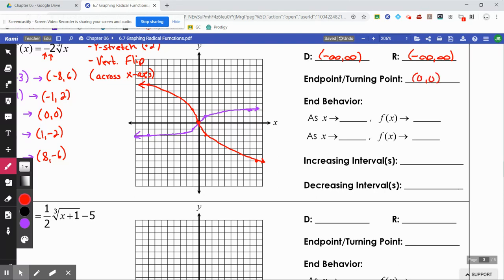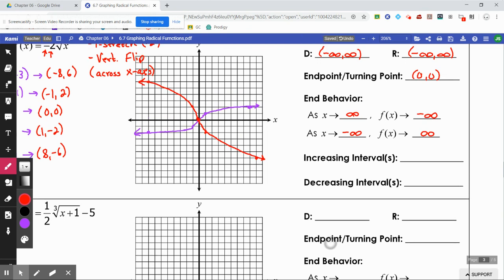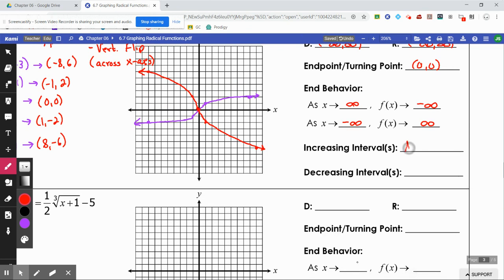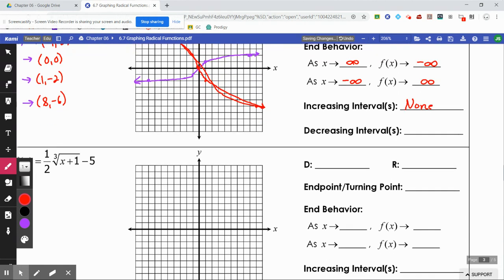As we go to the right on our graph, my graph goes down now. As we go to the left, my graph goes up. And the reason for that is because of the vertical flip. Your increasing interval, there is not one now, because from the left all the way to the right, your graph is going downhill. So it's decreasing everywhere, negative infinity up to positive infinity.